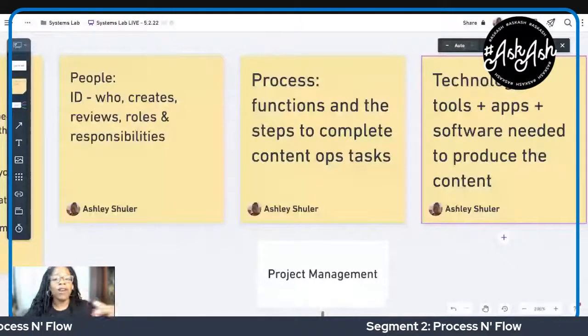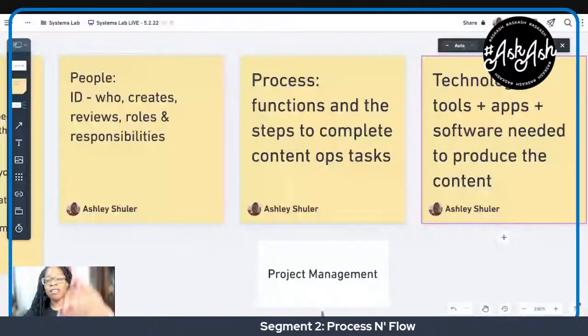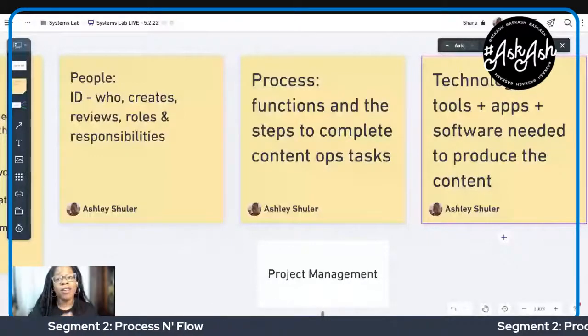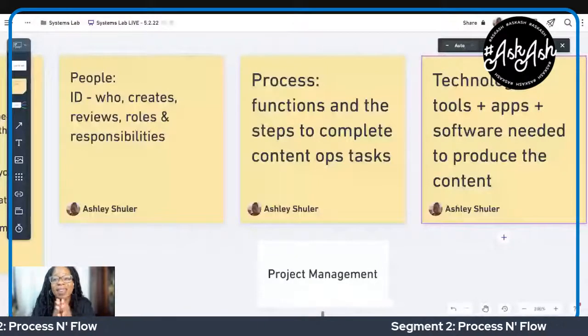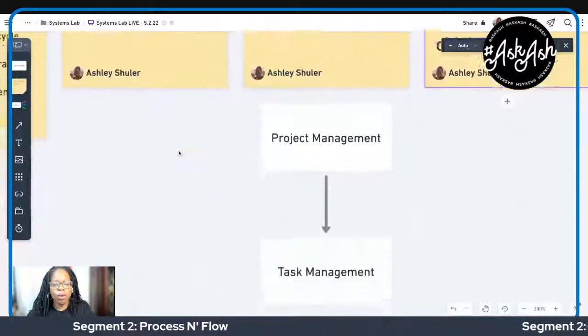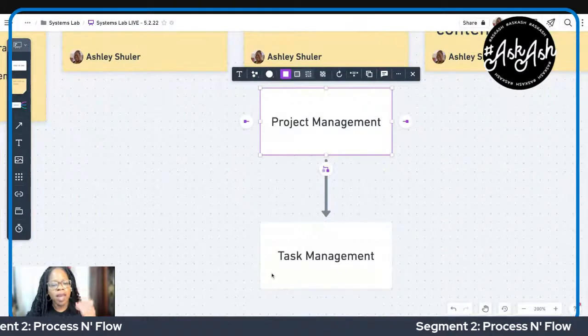Next week, I'm having my very first guest on the Systems Lab Live, and we're going to be talking about workflows. Actually, we're going to talk about YouTube. And I'm very excited about this. This is going to be fantastic. So let's also talk a little bit about project management and task management.